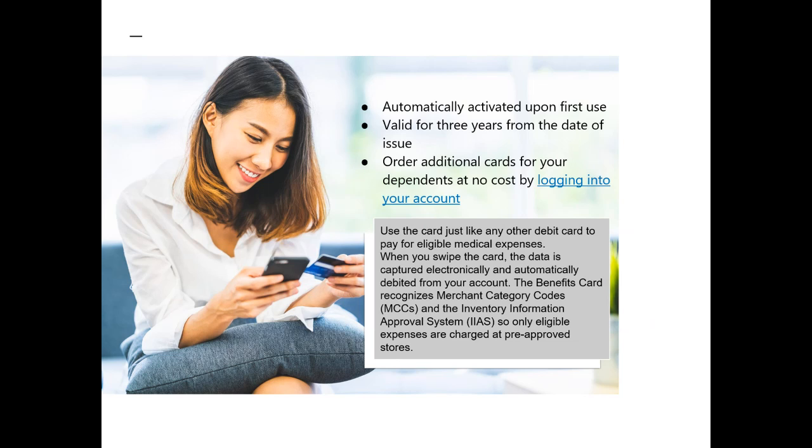If your card is set to expire, don't worry, you don't need to do anything. P&A will automatically issue you a new debit card. You can also order additional debit cards or replacement debit cards by accessing your account on our website. We don't have any fees for the debit card, so you can order replacement cards or additional cards at no cost.